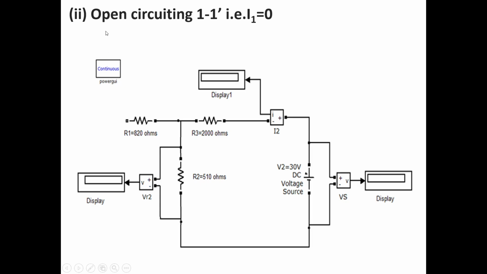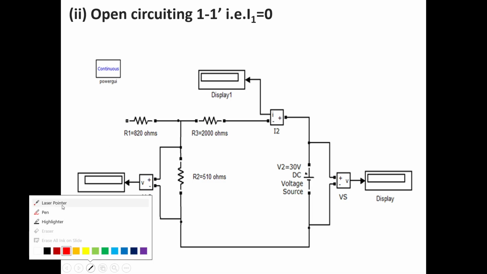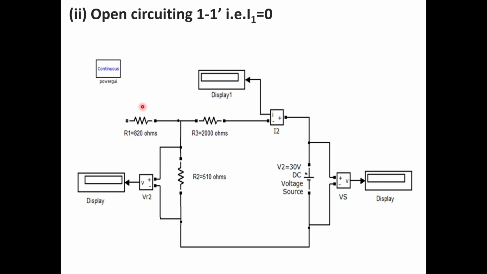One more circuit to determine the H parameters, that is hybrid parameters, is open circuiting 1 dash, that is I1 equal to 0. So 1 dash is open circuited. So in this 820 ohms resistor, no current will flow. It is open here. So we have connected a DC voltage source across the 2 dash port, and 30 volts is set in this DC voltage source. That 30 volts is measured by this voltage measurement and is displayed in this display unit.